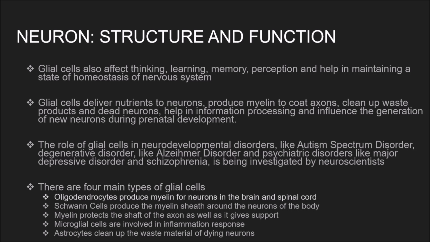Oligodendrocytes that produce myelin for neurons in the brain and spinal cord, that is the center of the nervous system, and Schwann cells that produce the myelin sheath around the neurons of the body or the peripheral nervous system. Myelin protects the shaft of the axon as well as gives support. Such nerve fibers are known as myelinated fibers. There are certain gaps between the myelin sheath which are known as nodes of Ranvier.